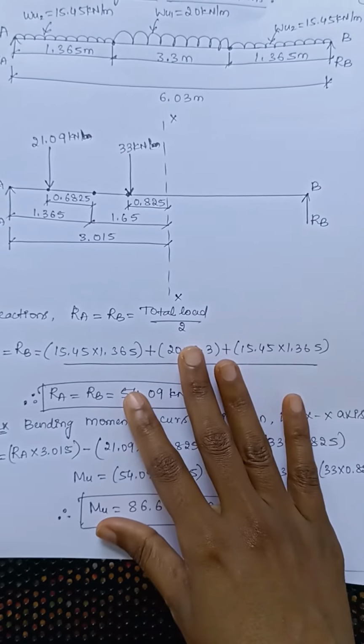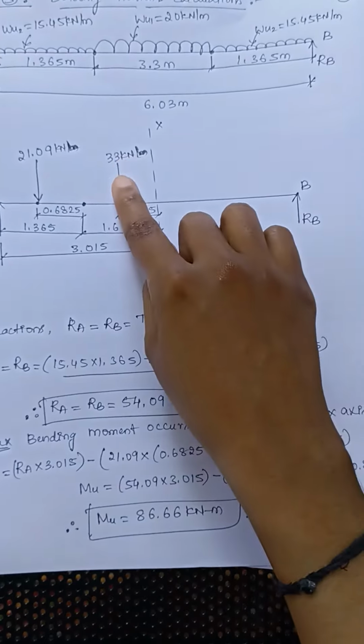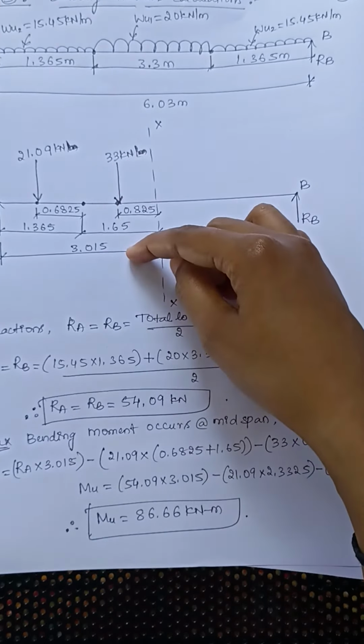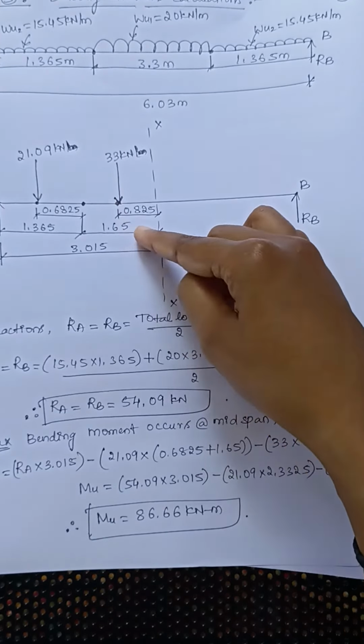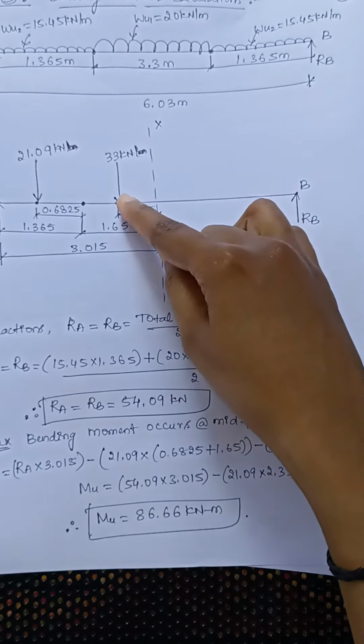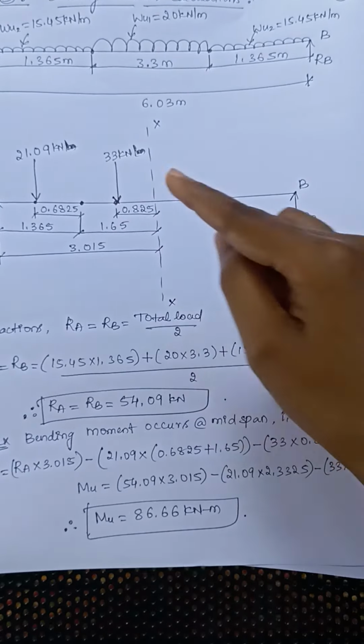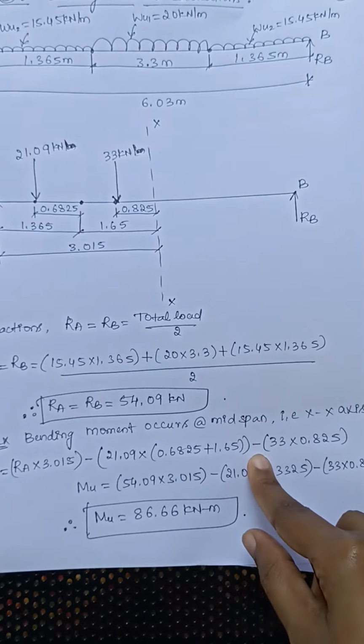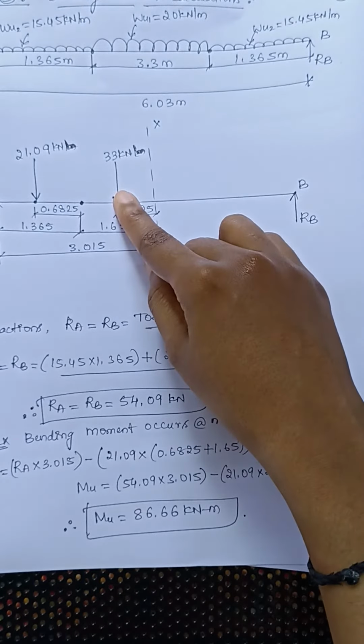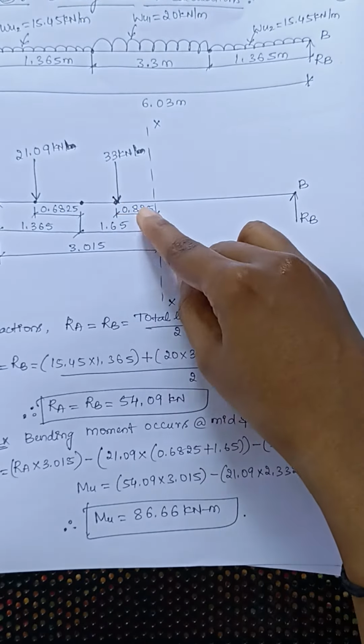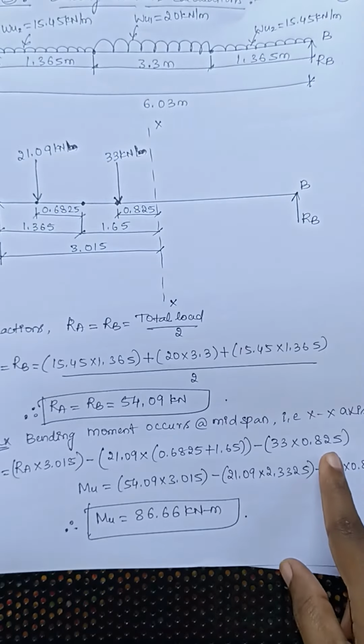Then the next point load is 33 kilonewton, which is acting in the downward direction, and the point of application of that load with respect to the axis is again in the anti-clockwise direction. Hence I am taking the negative sign here. Minus of 33 acting at a distance of 0.825.